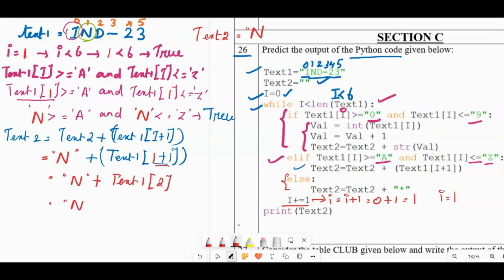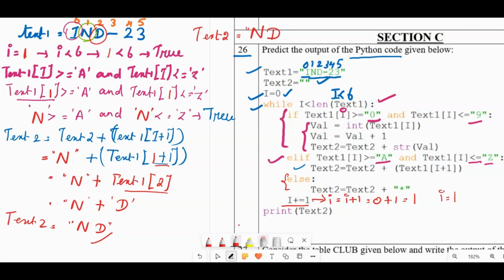Now we are going to see what is in text 1 of 2. We have text 1 of 2 as the character D. So I am writing D here and concatenating N and D. Now we have text 2. The newly added character is D, so I am writing this in text 2 at the top.